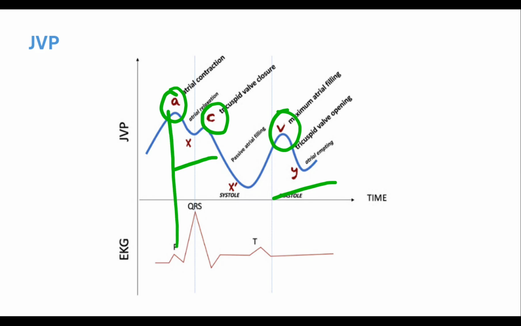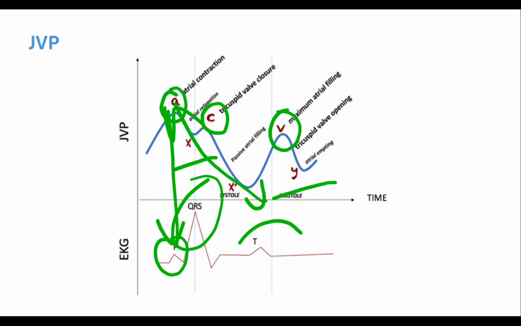You can just see how they are corresponding to the ECG. P wave is going to be atrial depolarization. So atrial contraction will be slightly delayed. The actual mechanical event will be slightly delayed. QRS is going to be ventricular depolarization. So X descent is when you have the ventricular contraction or the atrial relaxation, because atrial relaxation overlaps with the ventricular contraction. Then you have T wave, which is ventricular repolarization.